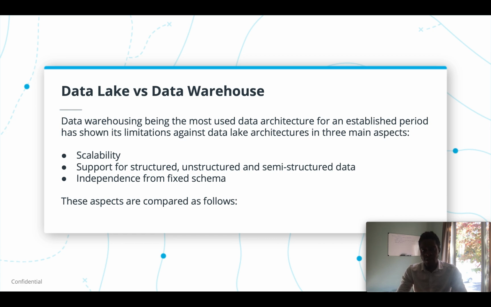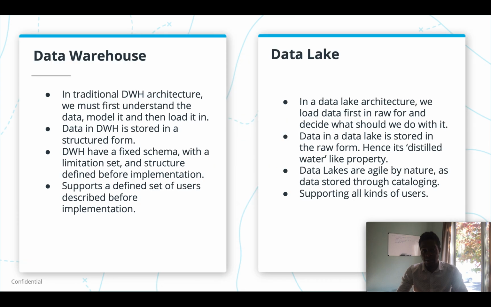The very first is on scalability. The second is on the support for structured, unstructured, and semi-structured data. If you remember in the previous slide, our data lake architecture spoke of getting data in either an unstructured or structured way. This solves this second limitation of the data warehouse. Now, the third is the independence from a fixed schema. And these aspects are later on compared as thus.